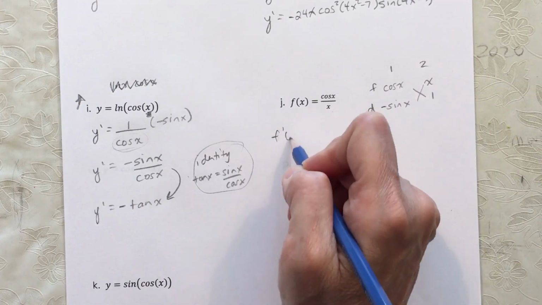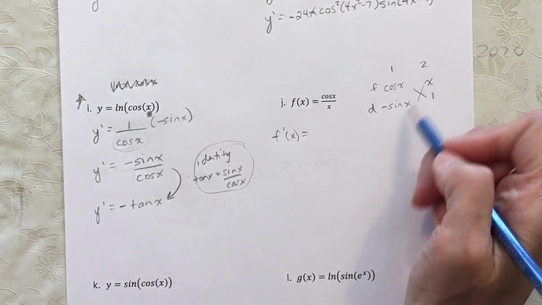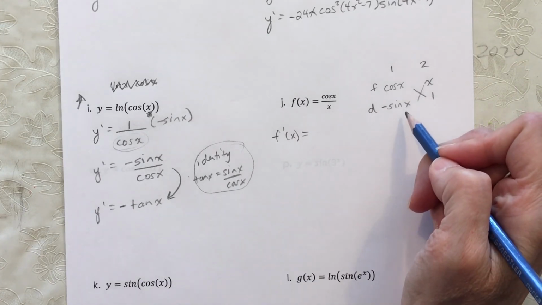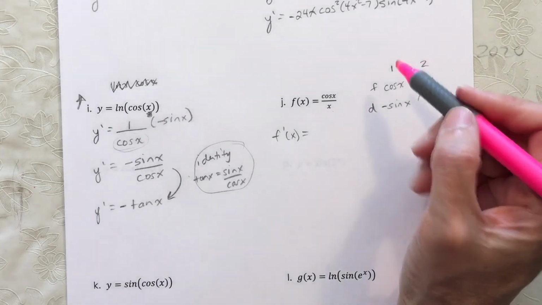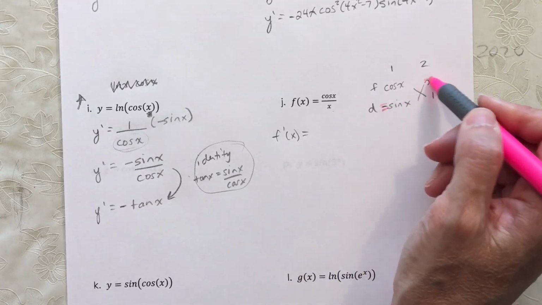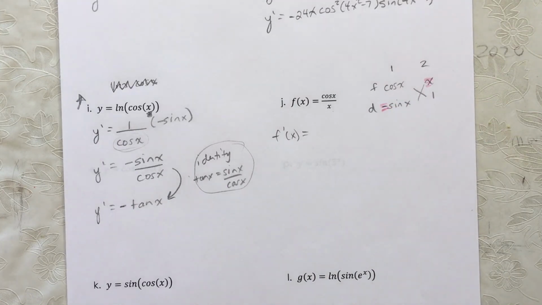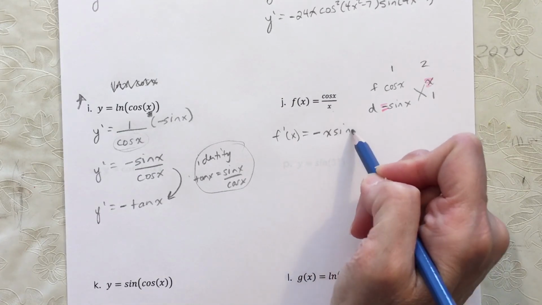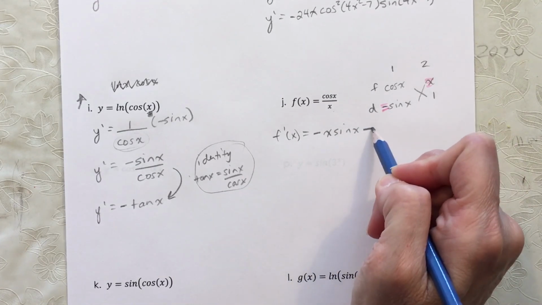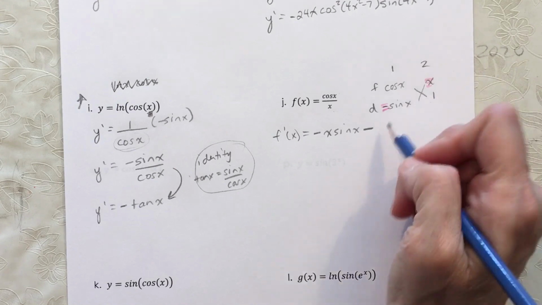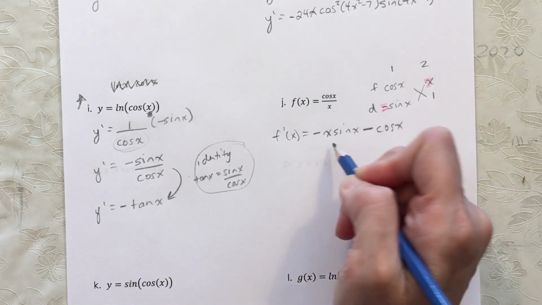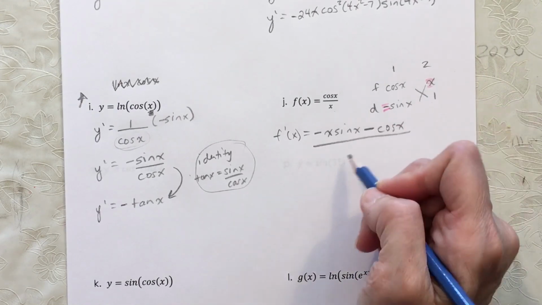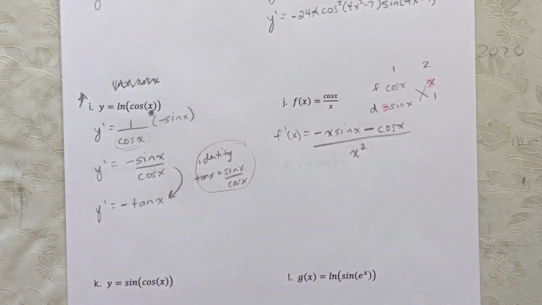So f prime at x is going to be the derivative of the first times the second. So I'd want my monomials multiplied together out front, so that's the negative sine times the x. So that's going to give me negative x sine of x minus the first times the derivative of the second, all over the second squared.